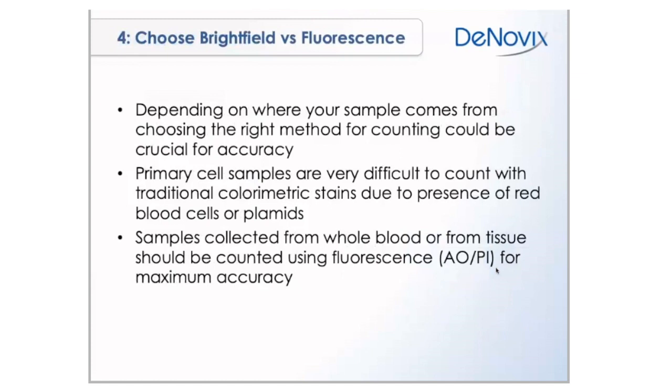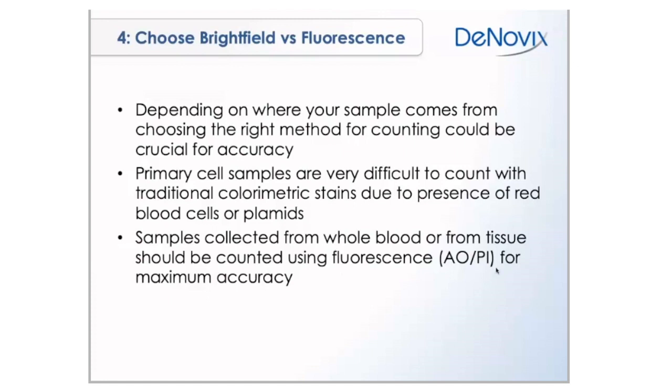Okay, tip number 4, making sure that you choose the proper staining technique, brightfield method versus fluorescence, for your live dead cell counting. Depending on where your sample is coming from, doing a brightfield, so trypan blue, versus a fluorescent stain is really, really critical to make sure that you get an accurate count.